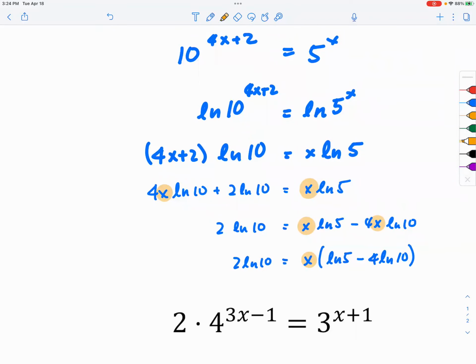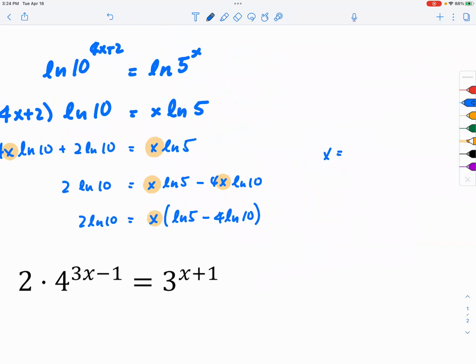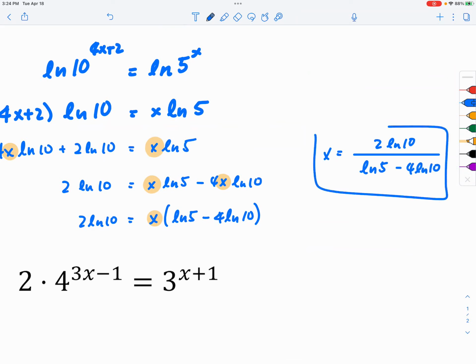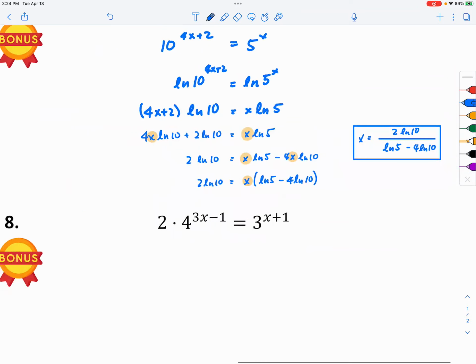And now we're just down to 1. And all we need to do to get x by itself is to divide that parentheses right there to the other side. So you have 2 natural log of 10, divided by what? Divided by the whole thing that appeared in the parentheses. That's it, okay? That's the answer right here.